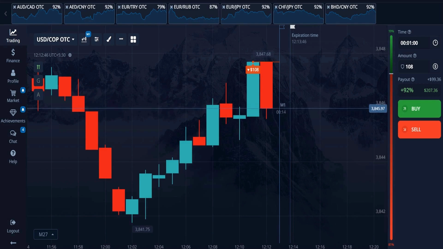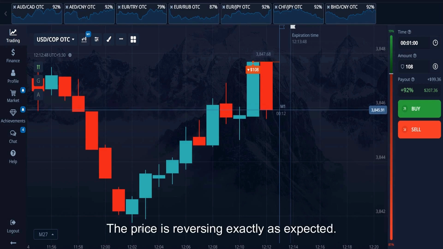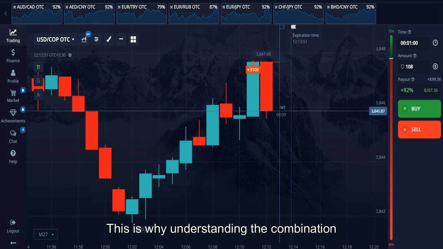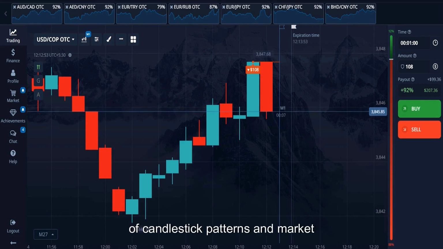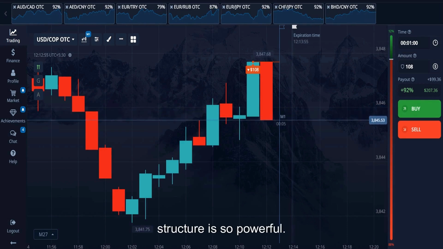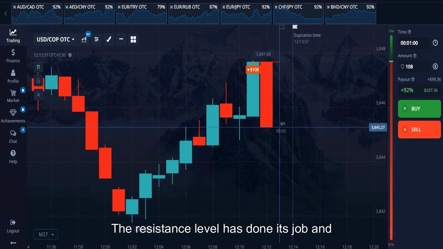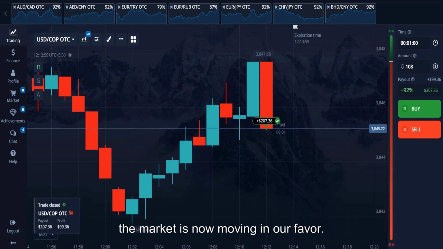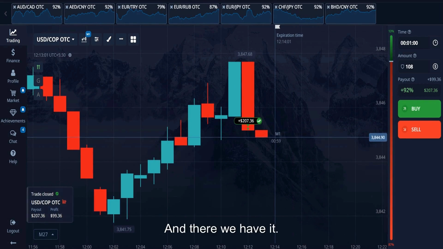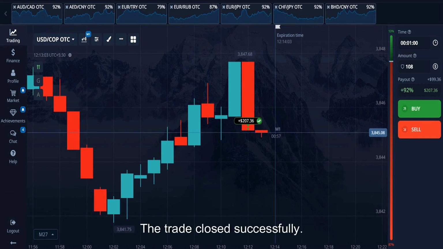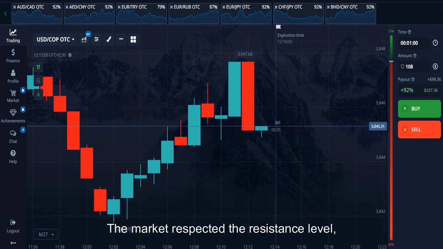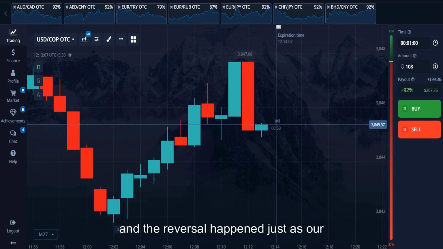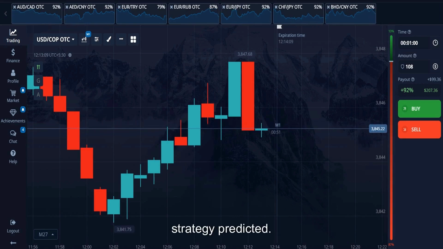Look at that! The price is reversing exactly as expected. This is why understanding the combination of candlestick patterns and market structure is so powerful. The resistance level has done its job, and the market is now moving in our favor. And there we have it. The trade closed successfully. The market respected the resistance level, and the reversal happened just as our strategy predicted.